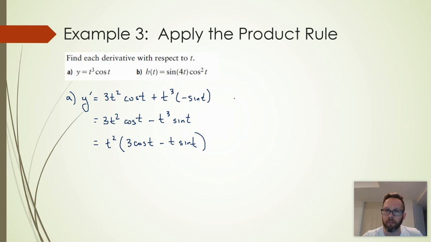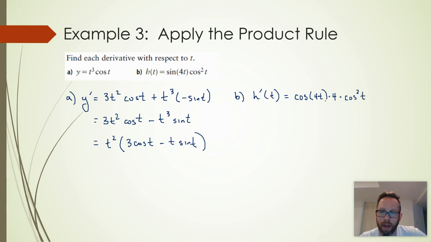Let's go on to B. Again, you can try B if you like on your own, or follow along with me. So this is another product rule where we have to combine the chain rule as well. Hopefully I left myself enough space there. So let's get started. The derivative of sine 4t is the cosine of 4t times the derivative of the inside, which is 4. And then we leave the second function. So that's the cosine squared of t.